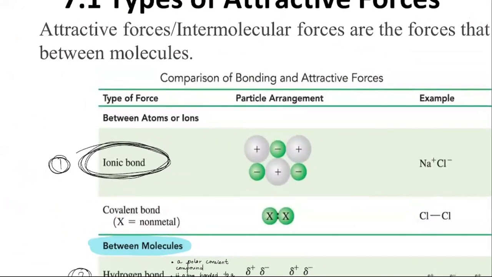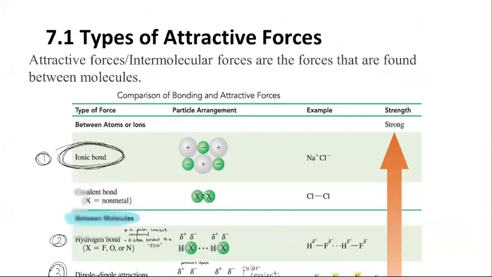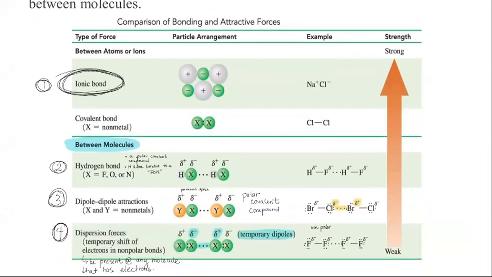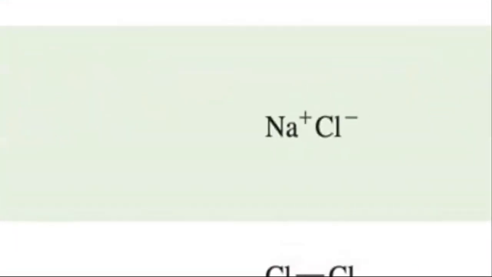Now, the fourth type of force that I'm going to introduce to you guys is an ionic bond. Ionic bonds are the strongest attractive forces out there, okay? Now, it is important to note that different from the other forces that we have here, the reason why ionic bonds are the strongest attractive force is because we have full charges.